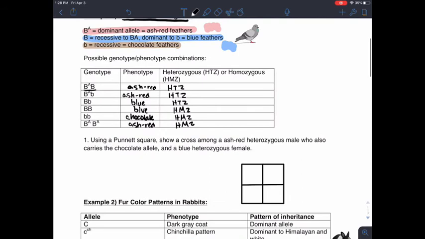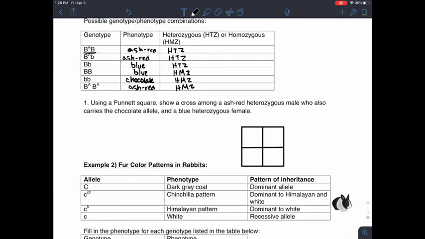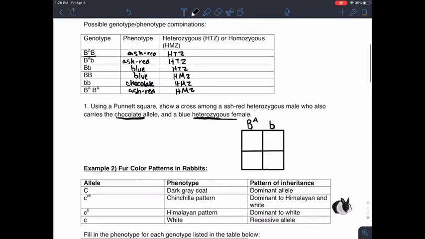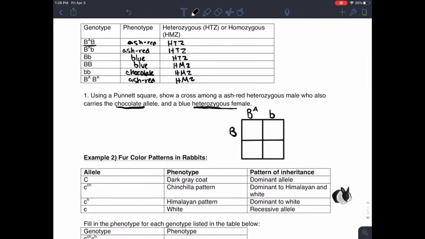So using a Punnett square, we are going to cross an ash red heterozygous male who carries the chocolate allele and a blue heterozygous female. So what we're going to do is if it is an ash red male, it has to have the BA. It also needs to have the lowercase b because it's carrying the chocolate allele, and a blue heterozygous female. So if it's blue, the only way it can be heterozygous and blue is if it also has a lowercase b, because the blue feathers are dominant to the chocolate feathers, but they are recessive to the BA.